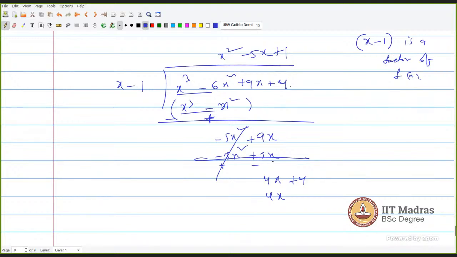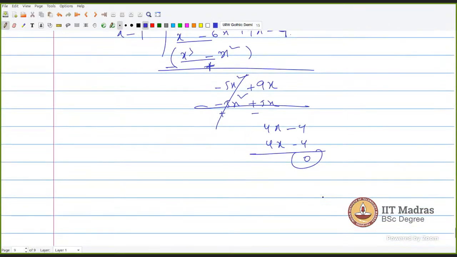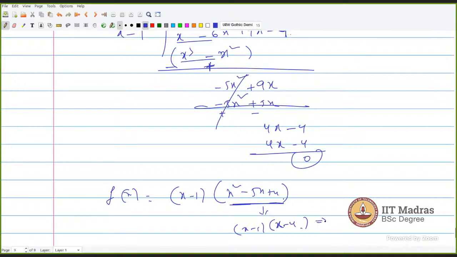What is this? This is minus 4, right? Yeah, minus 4. This is 0. So now you can see f of x can be rewritten as x minus 1 times x square minus 5x plus 4. Now x square minus 5x plus 4 is nothing but x minus 1 into x minus 4. Ultimately, we get x minus 1 whole square times x minus 4.